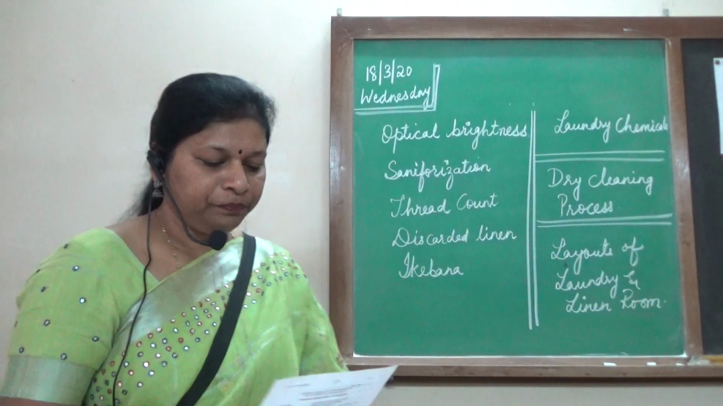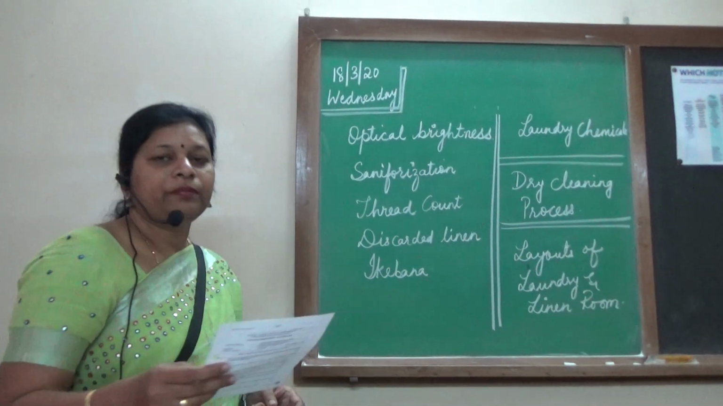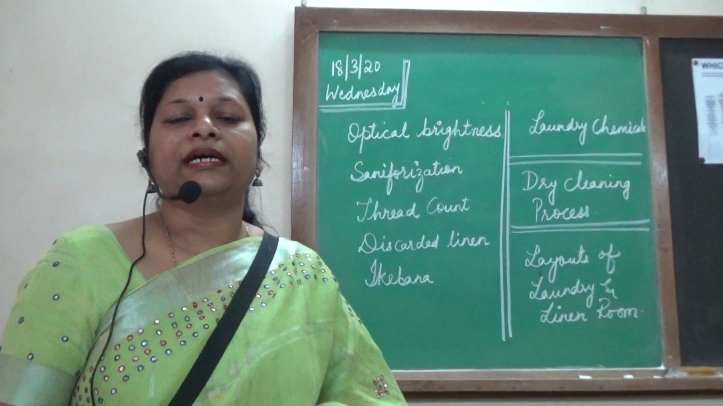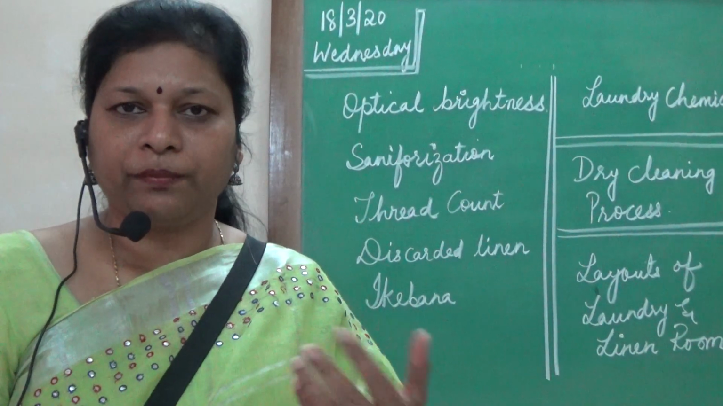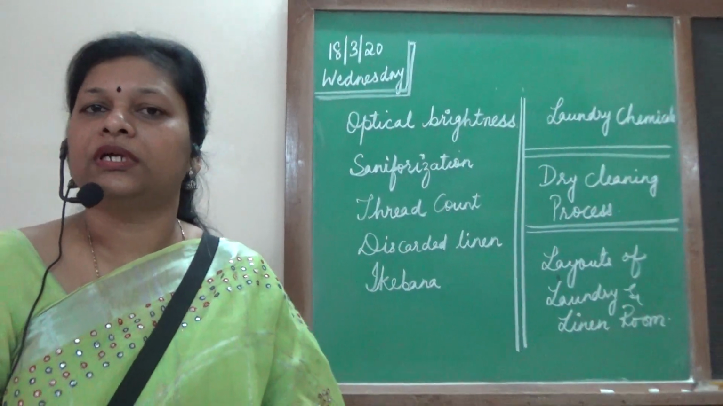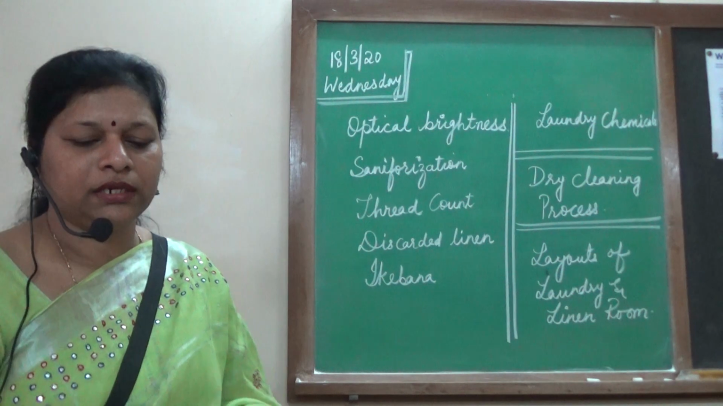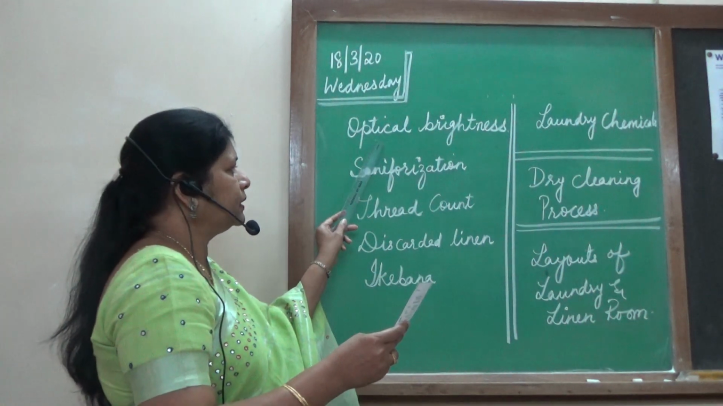They have asked us optical brightening. Optical brightening is basically, whenever white clothes have repeatedly been washed, a yellowish tinge is formed on the white clothes. The process of removing those yellowish marks is called optical brightening.